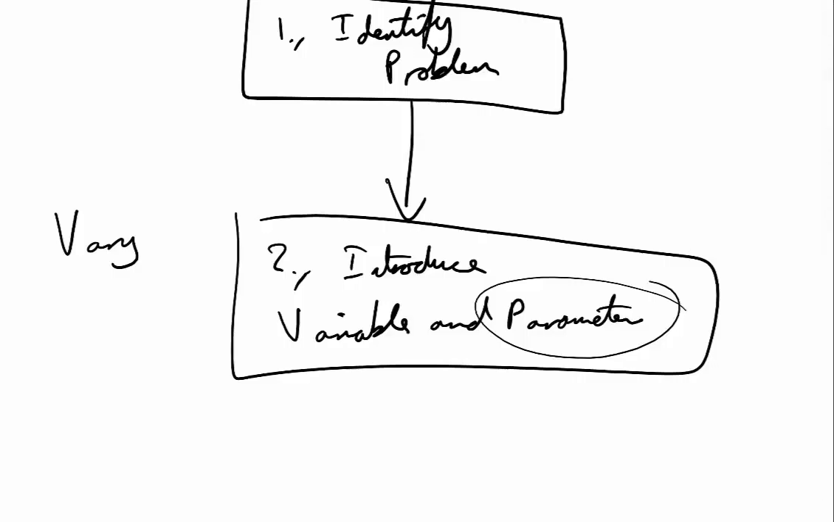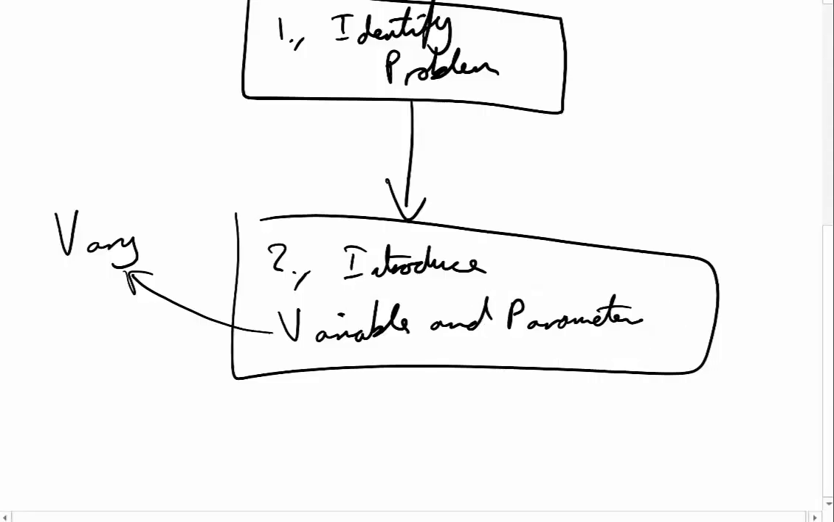All right, so the two are very subtly different. A variable is an object that can actively change its value. Whereas a parameter is a constant, but its value can change depending on the type of situation that you're looking at. So the two are very subtly different. But nevertheless, it's the reason why you want to introduce your variables and parameters.